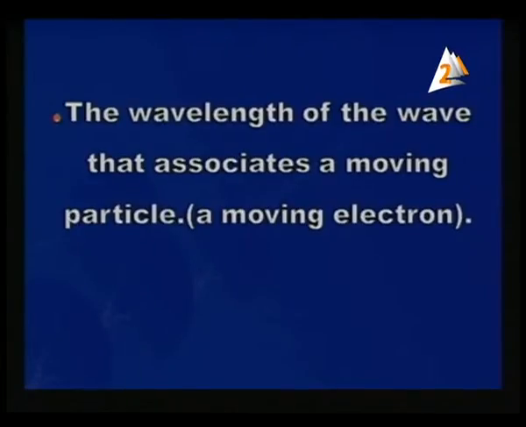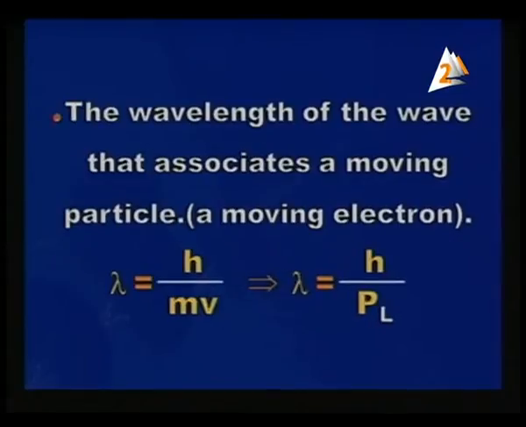And what about the relation that gives the wavelength of the wave associated with a moving particle, for example, a moving electron? We want you to give that relation. It is the de Broglie equation: lambda equals h over mv. mv is the momentum and is denoted by p. So lambda equals h over p. Lambda is the wavelength of the wave associated with a moving particle.